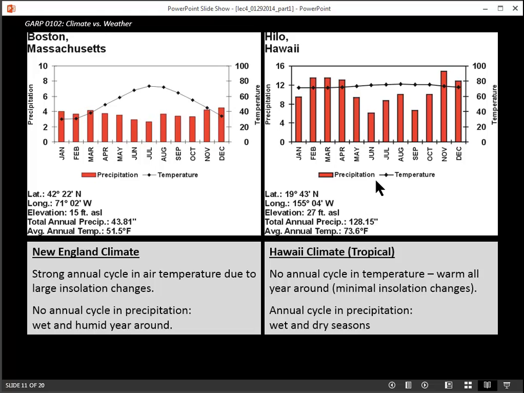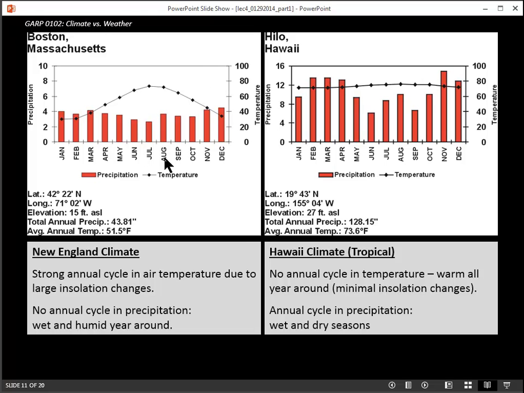Contrast that, for example, with a tropical climate. Here we have Hawaii. See, in Hawaii, for example, it doesn't matter what day or what month of the year it is. It's always the same temperature. There is no annual cycle in air temperature in Hawaii or in the tropics in general. However, if you look at precipitation, there is a strong annual cycle in precipitation. The dry season in Hawaii is June, July, and September. So that's the time of the year that most people would want to go to Hawaii because it's warm, right? And it happens to be fairly dry.